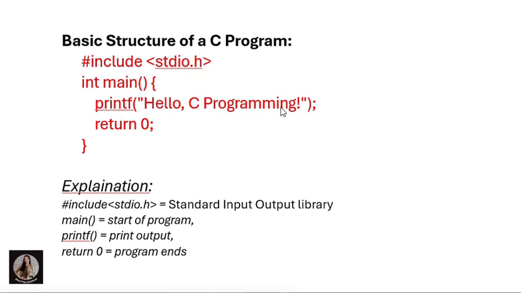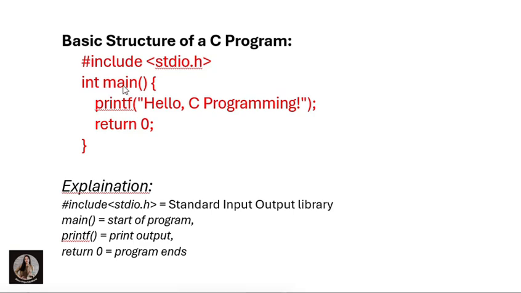Printf "Hello C programming". This will print the output as it is, whatever we have written inside the printf. That's why we use printf. After return 0, it is the end of the program. Here the program will end. Very clear with the example? This is the structure of C programming.